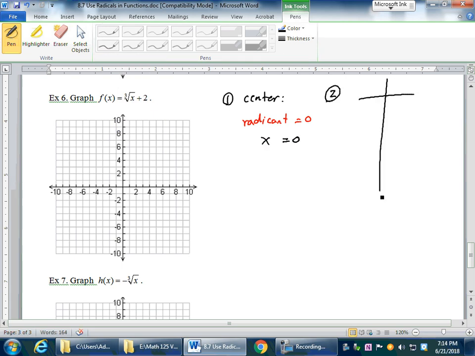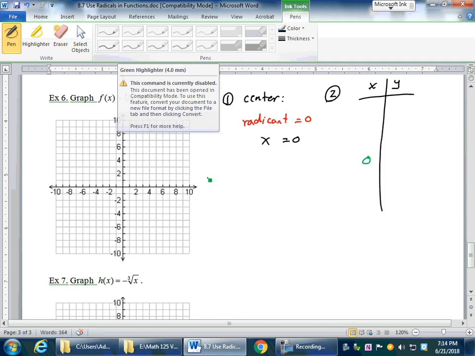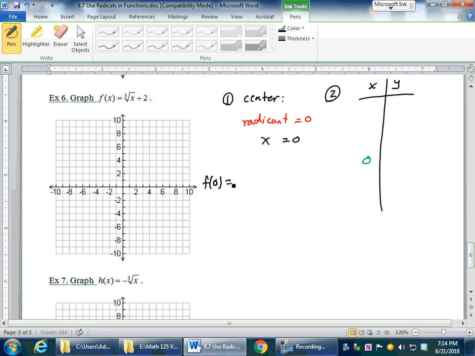So using the center, now I'm going to plot the points. So here's my center, 0. Plug it in. f of 0, that is cube root of 0 plus 2. That is 0 plus 2. That gives me 2. The right side of the center, a perfect cube number, is 1. So that will be cube root of 1 plus 2, which is going to be 1 plus 2. That gives me 3.